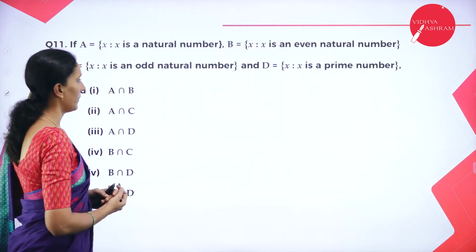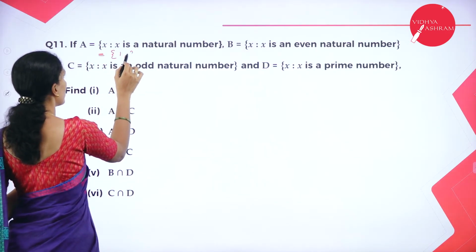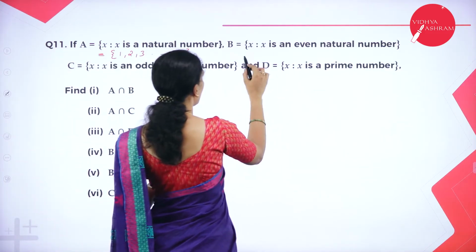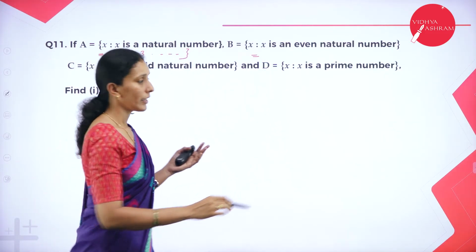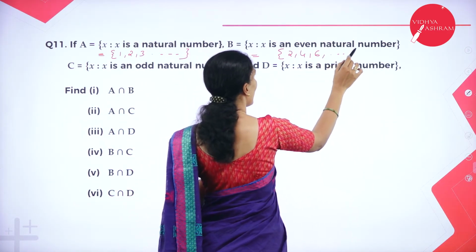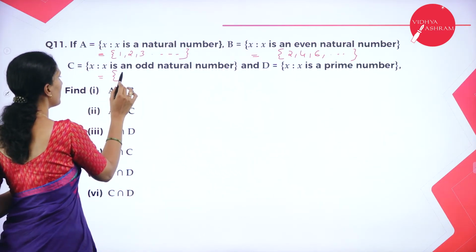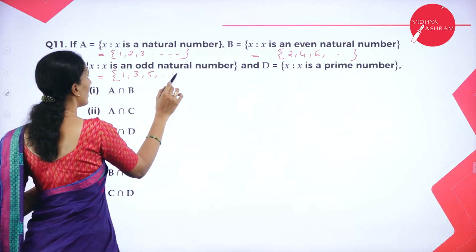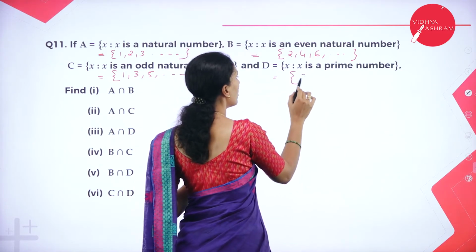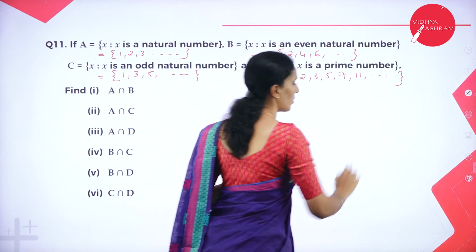X is a natural number. Natural number means A can have all the numbers from 1, 2, 3, etc. What about B here? It is even natural numbers. Even natural numbers means the elements 2, 4, 6, etc. Next here, odd natural numbers, which means 1, 3, 5, etc. Prime numbers are 2, 3, 5, 7, 11, etc.